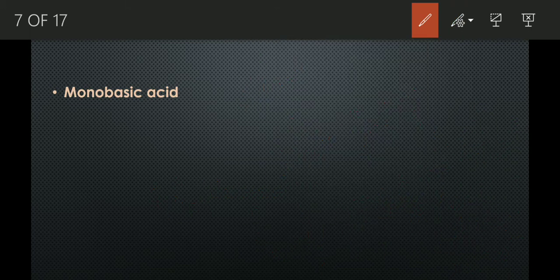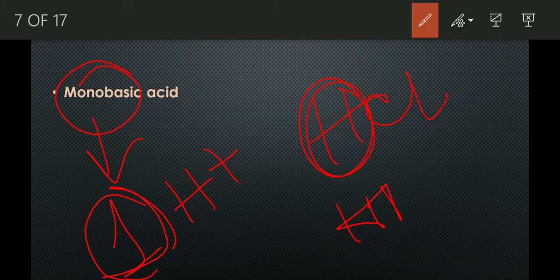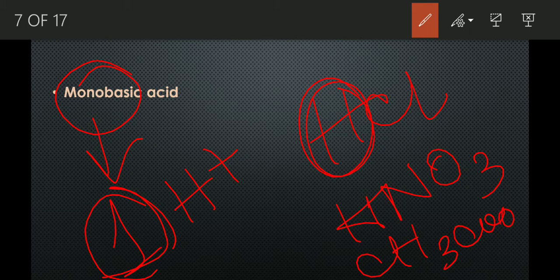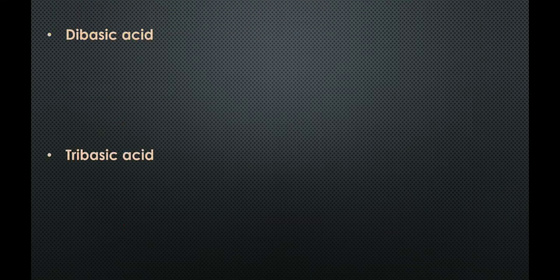Depending upon that, the first category is monobasic acid, as the name suggests. This will produce one hydrogen ion per molecule of the acid. That means it will contain one replaceable hydrogen ion. Okay, example is HCl. This contains only one replaceable hydrogen ion. Apart from that, HNO3, CH3COOH, that is acetic acid, all these are monobasic acids. Okay. Next is dibasic acids.